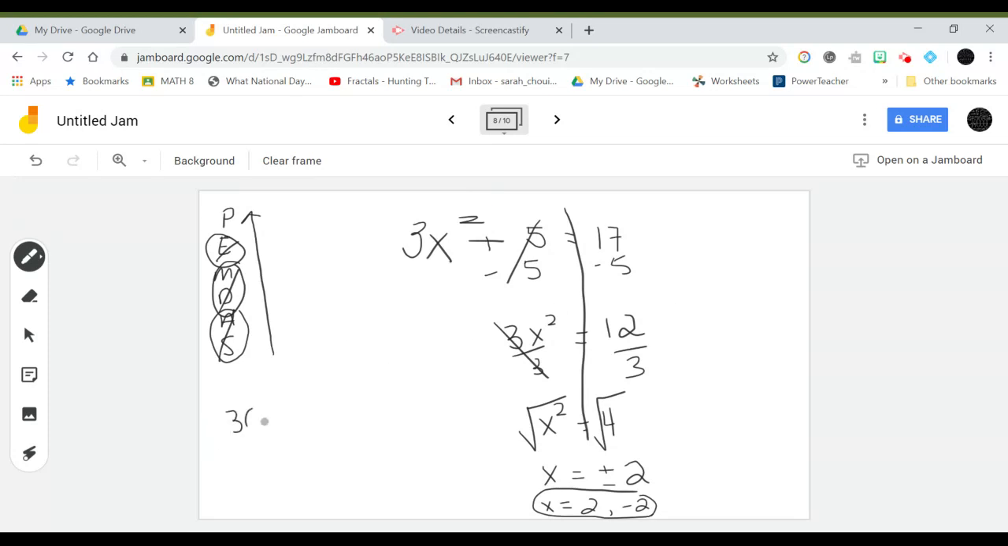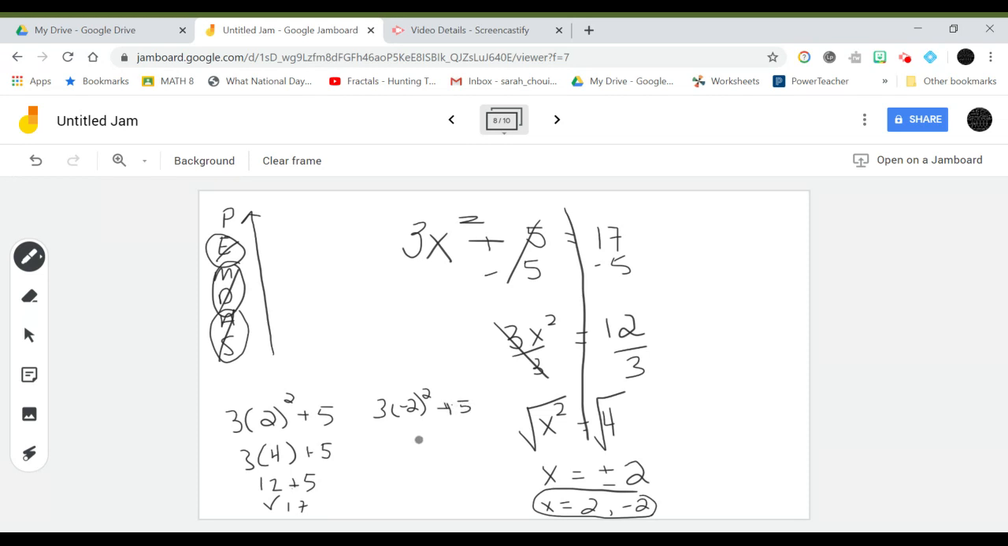If I did 3 times 2 squared plus 5, let's see what that gives me. 2 squared is 4, so this is really 3 times 4. 3 times 4 is 12. 12 plus 5 does give me 17. Same thing as if I plugged in negative 2, because we know a negative squared is really a positive.